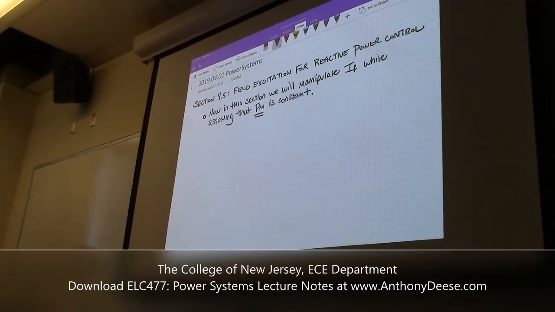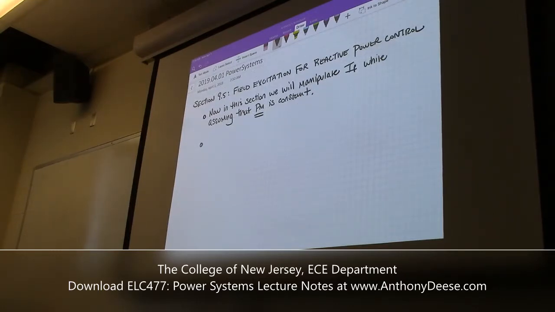So in the previous section we were playing around with PM. I don't know if we explicitly said it, but we were assuming that the excitation was constant. Here we're going to be doing the opposite. We're going to be playing around with IF, assuming that PM, the mechanical input, is constant. The reason for this is that it's really difficult to look at both at once, and the relationship becomes highly nonlinear, and it's very difficult to learn anything from that. So if we want to use this for teaching purposes, we have to limit our manipulation to one of the two variables at a given time.